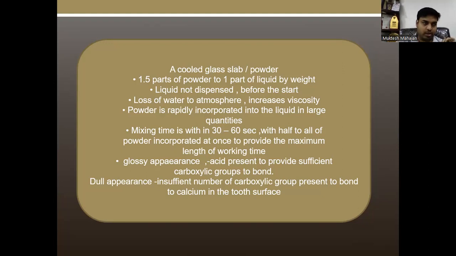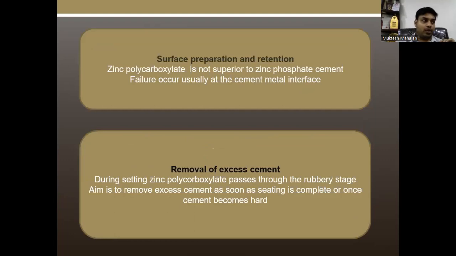Glossy appearance: when the mix has a glossy appearance, the acid present provides sufficient carboxyl groups for bonding. Dull appearance of the mix: an insufficient number of carboxyl groups is present to bond to the calcium in the tooth structure surface. Surface preparation: what preparation is done before cementation? Zinc polycarboxylate is not superior to zinc phosphate cement. Failure occurs usually at the cement-metal interface.